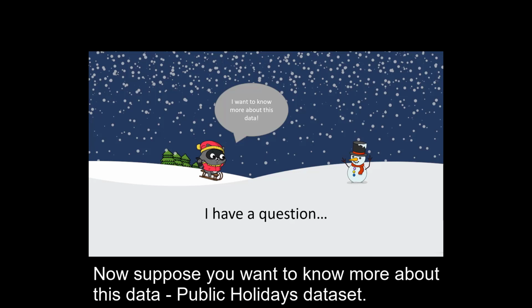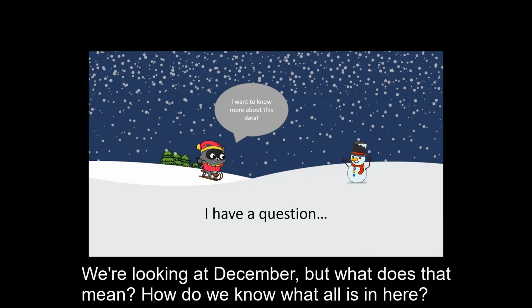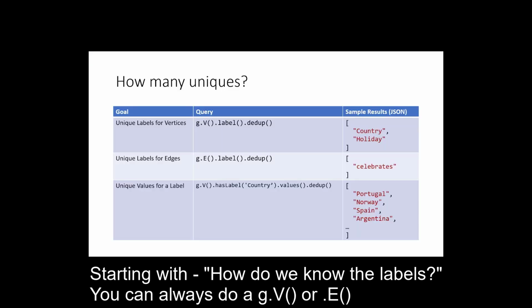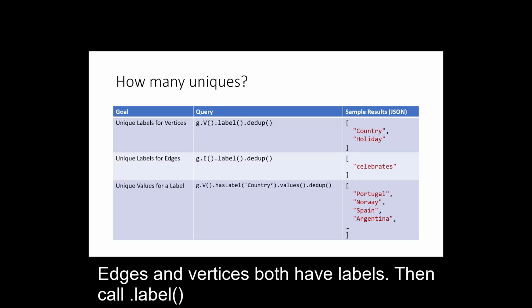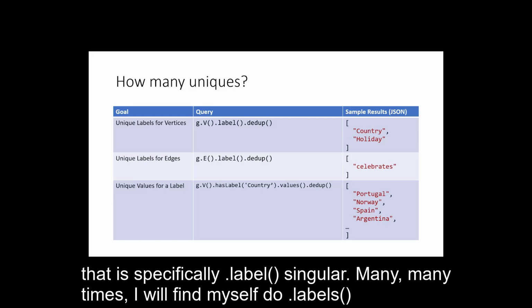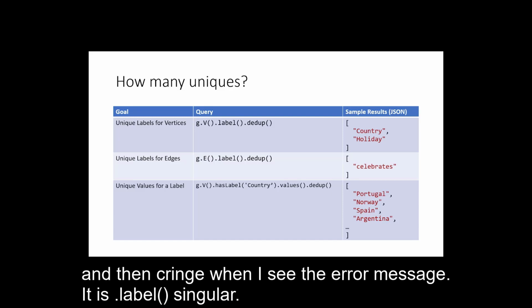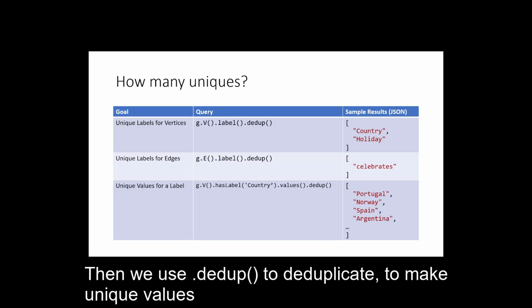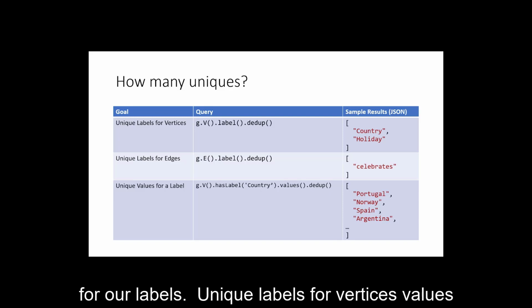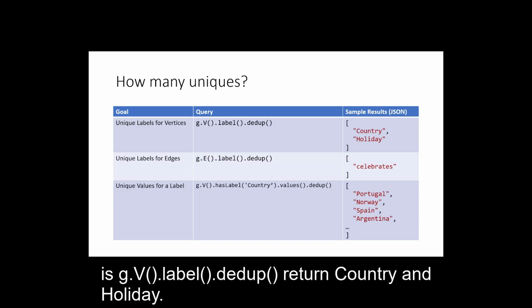Now, suppose you want to know more about this data. Public holidays data set, we're looking at December, but what does that mean? How do we know what all is in here? Starting with, how do we know the labels? Well, you can always do a G.V or .E, because edges and vertices both have labels. You can call .label, open and close parentheses, that is specifically .label singular. Many, many times I will find myself doing .labels and then cringe when I see the error message. It is .label singular, and then use .dedup to deduplicate, to make unique values for our labels. Unique labels for vertices, G.V.label.dedup, returns country and holiday.